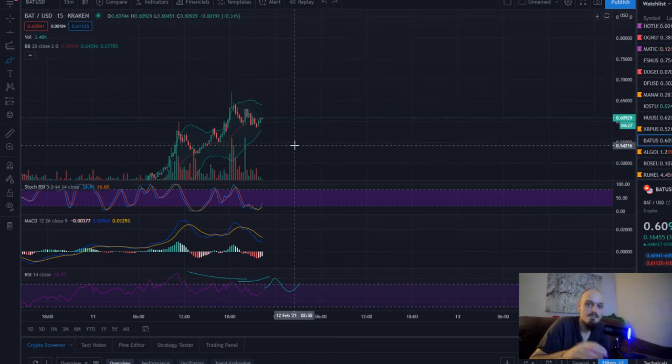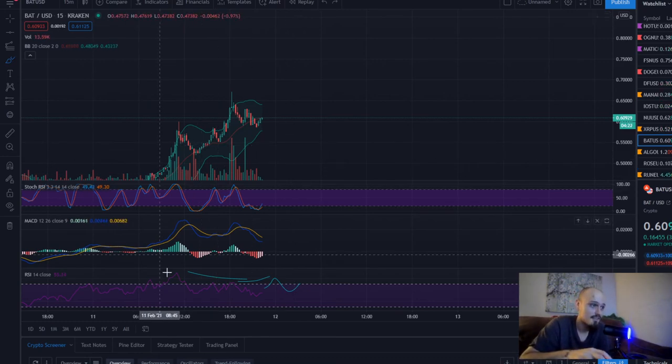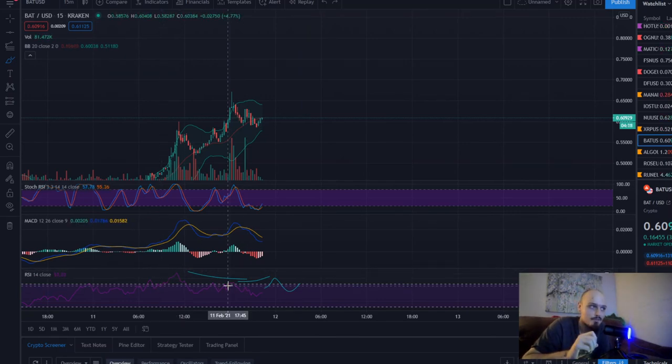So is there potential for upside? Yes. Is there some caution to be had? Yes, of course, as always, with this bearish divergence being one of the most recent things we've seen on the chart.